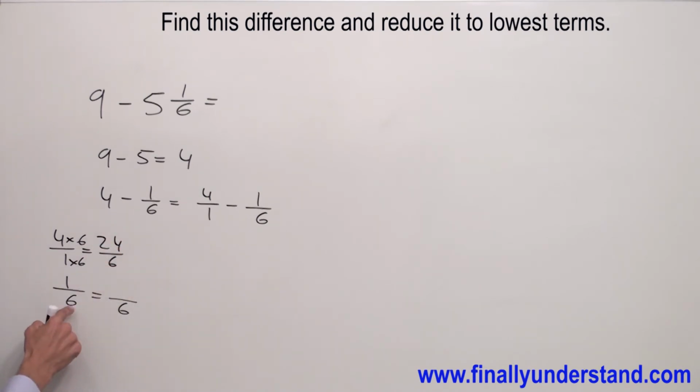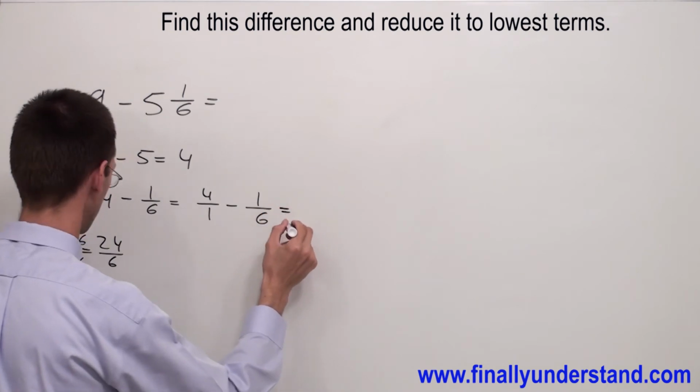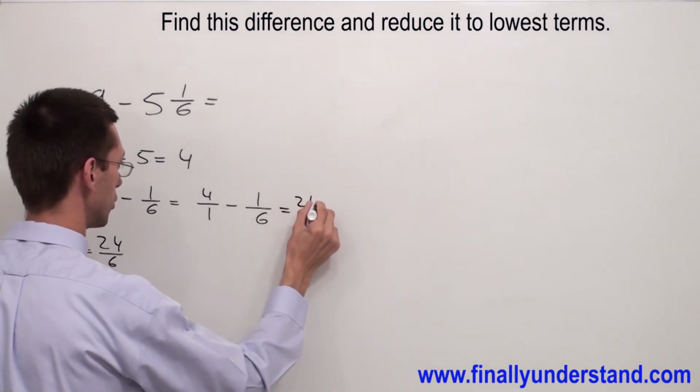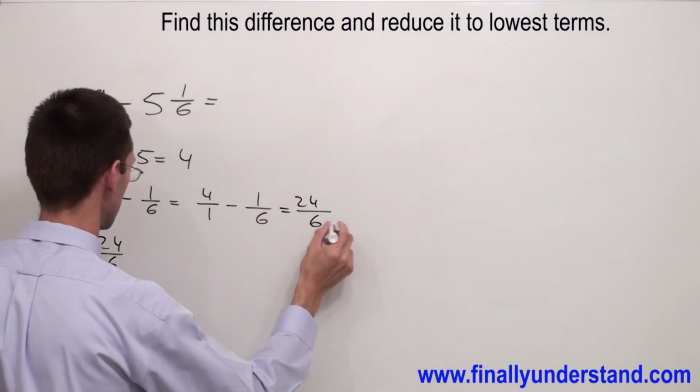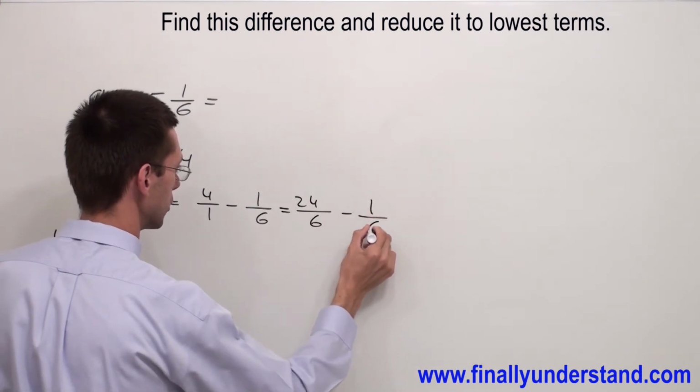The question is, by what number do I have to multiply 6 to get 6? I have to multiply by 1. Whatever I did for the denominator, I have to do also for the numerator. 1 times 1 gives me 1. I'm going to copy these fractions into my equation. So I have 24 over 6 minus 1 over 6.